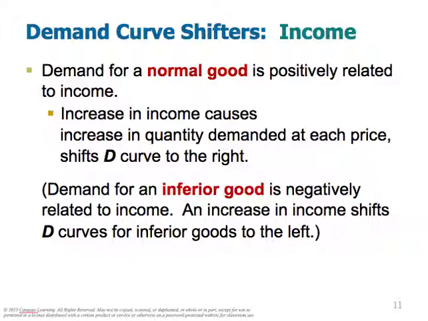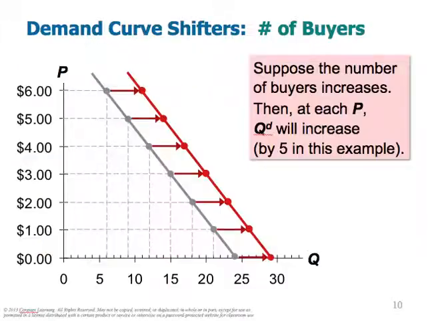When your income goes up, the demand for normal goods goes up. That's because that's how normal goods are defined. So an increase in income causes an increase in quantity demanded at each price, and that shifts the demand curve to the right. Okay, so suppose that this gray curve is the demand for branded soaps, or maybe the demand curve for luxury cars or good cars.